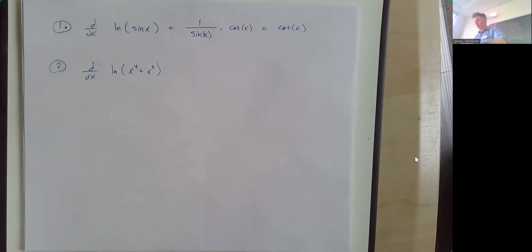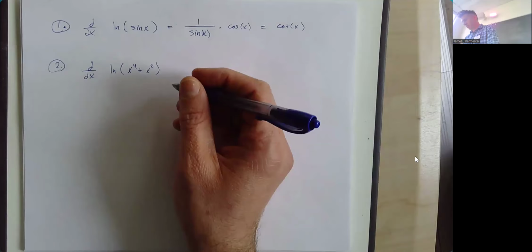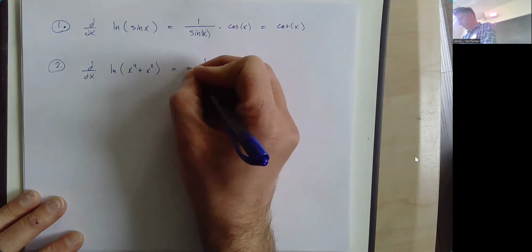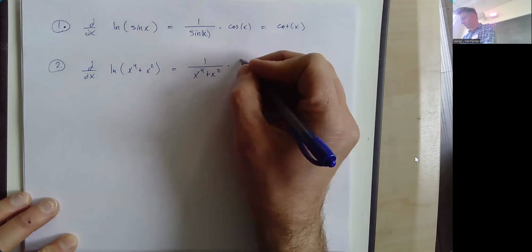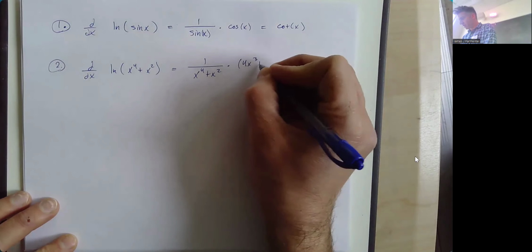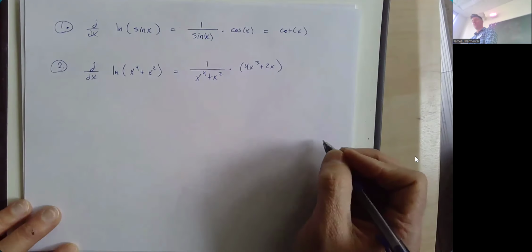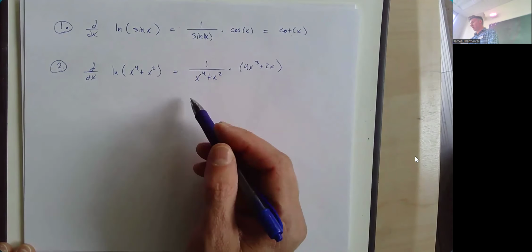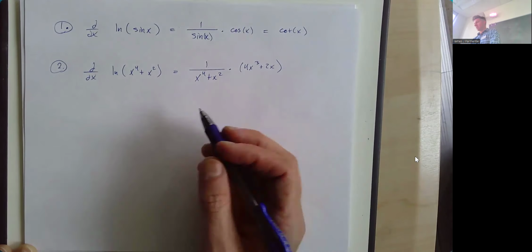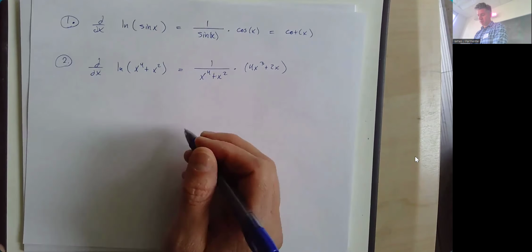Well, let's see, what do we get here? We get 1 over the stuff times the derivative of the stuff, which is 4x cubed plus 2x. If you really wanted to, you could do some simplifying here. Like you could factor out an x from the top and an x squared from the bottom and do some canceling. I don't think you need to.